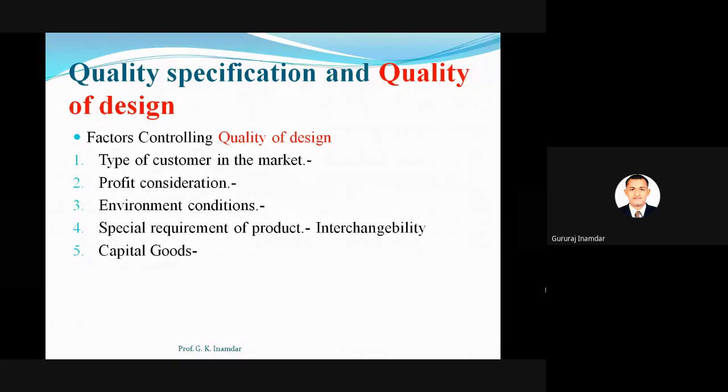Now, the design factors controlling quality of design: type of customer in the market. Okay, so you have to design the product as per the customer available in the market. Is it right? So the customer is different, the customer changes area wise also.